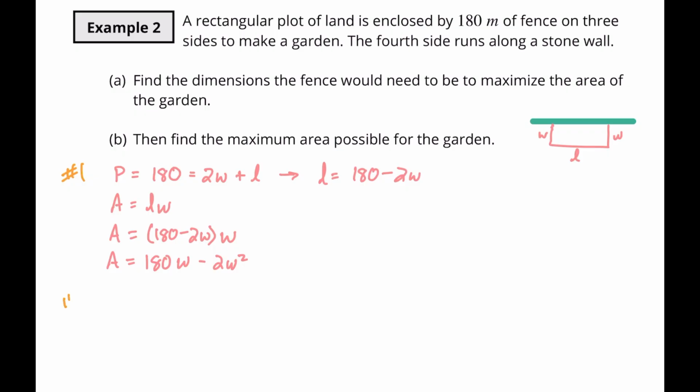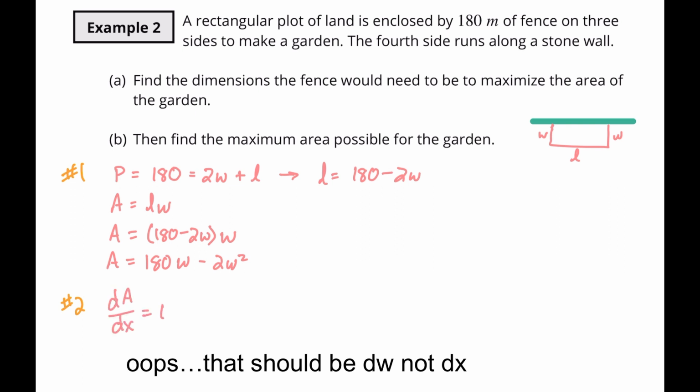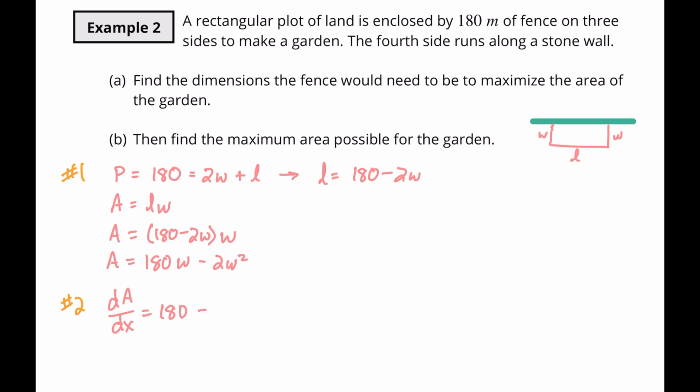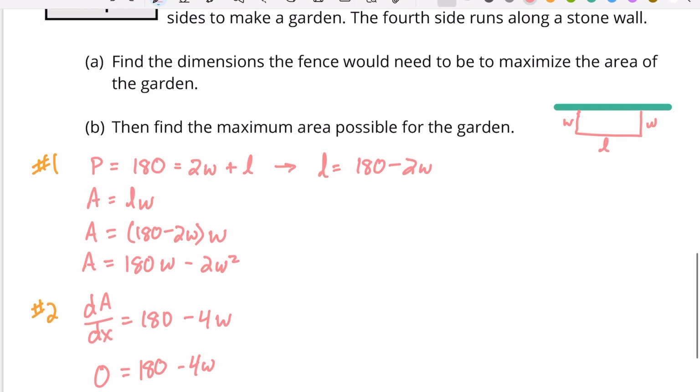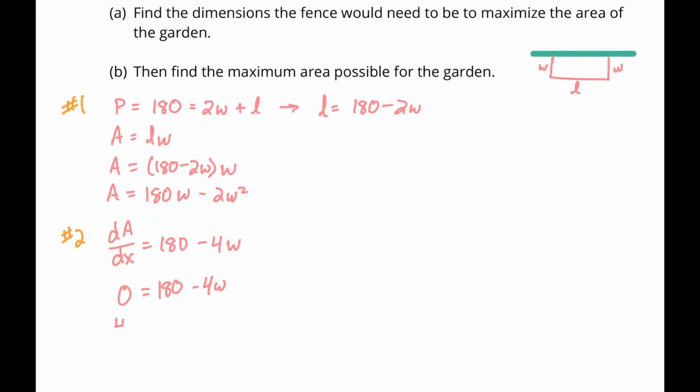this function. So step 2 says dA/dW is going to equal 180 minus 4W. All right, so now we've got to get the W values that will give us a minimum or a maximum, which means we're going to set this thing equal to 0. So 180 minus 4W equals 0, so 4W equals 180, so that means that W is going to equal 45.